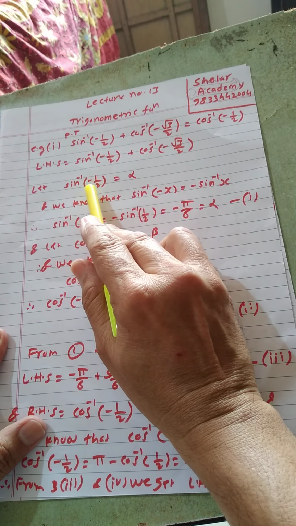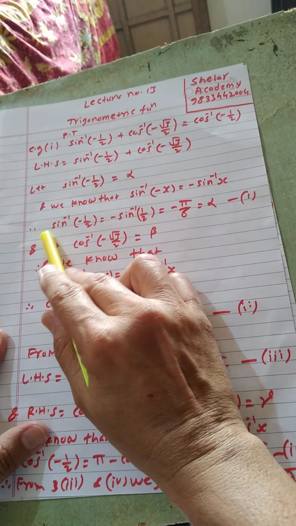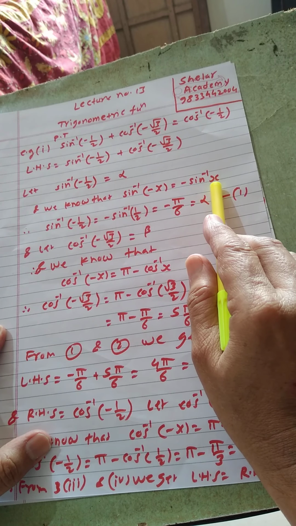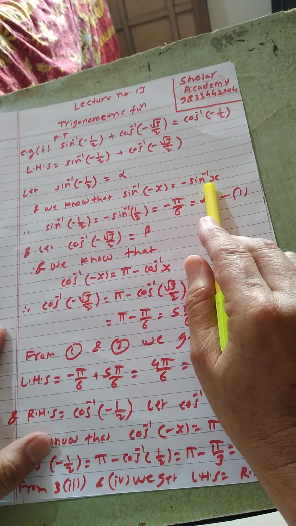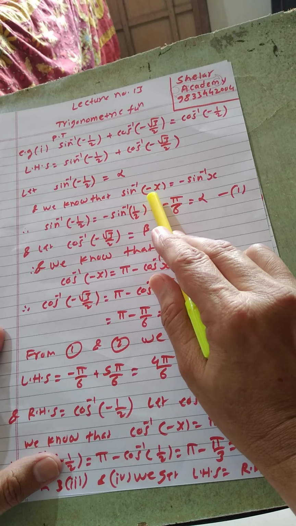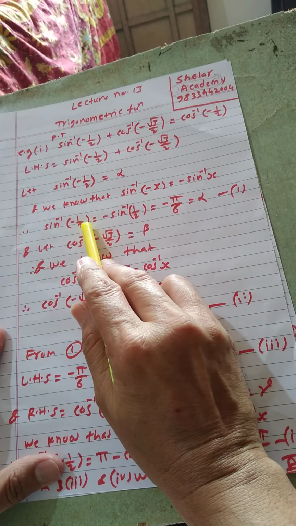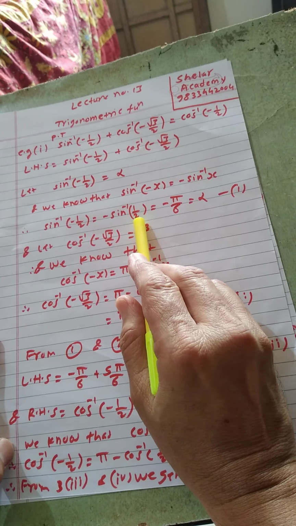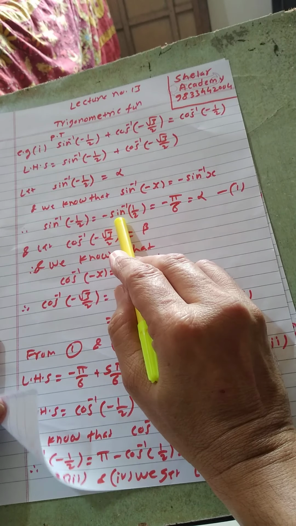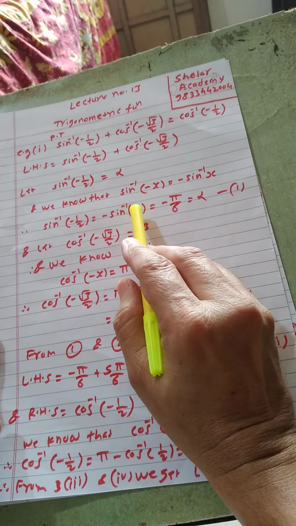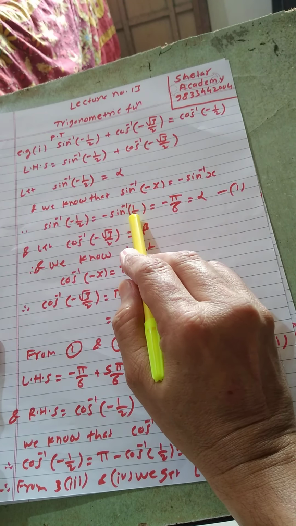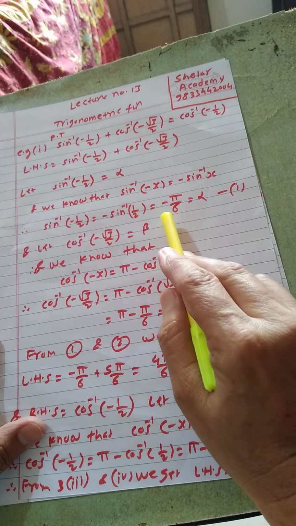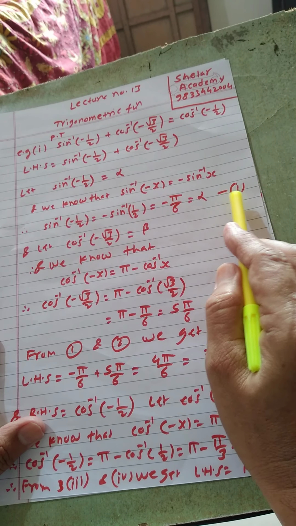Consider sin inverse of minus 1 by 2 is equal to alpha. And we know that sin inverse of minus x equals minus sin inverse of x. That is the inverse trigonometric function formula for negative angle. Therefore, sin inverse of minus 1 by 2 is equal to minus sin inverse of 1 by 2. Now here, sin inverse means a function: we know the sin value, half, and we have to find the angle, and that angle is 30 degree or pi by 6 radian. Therefore minus pi by 6 is the answer, equation number 1.